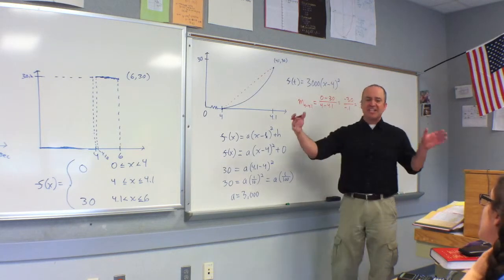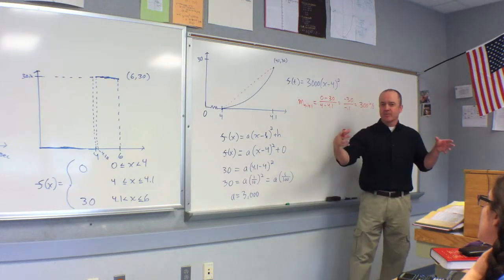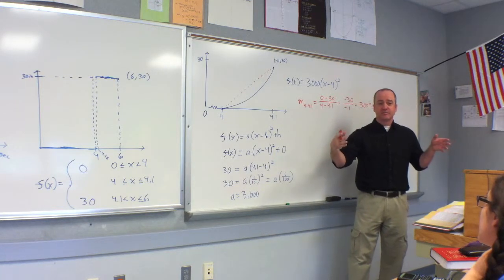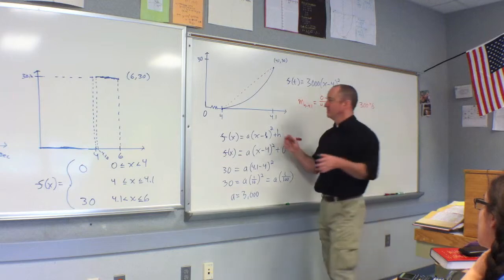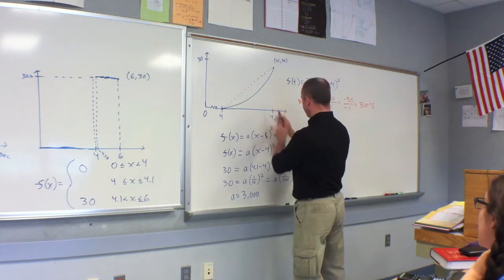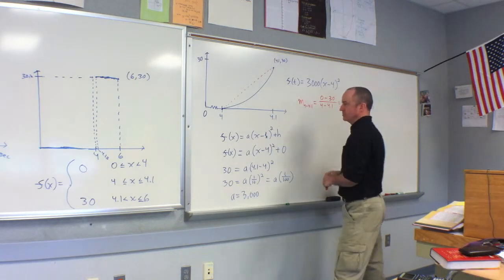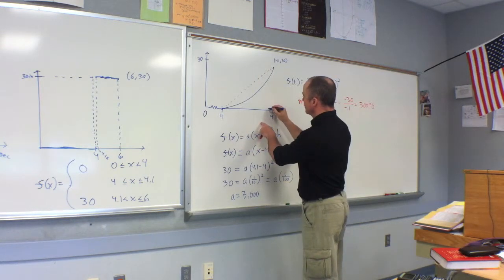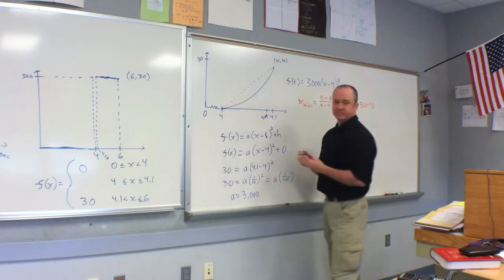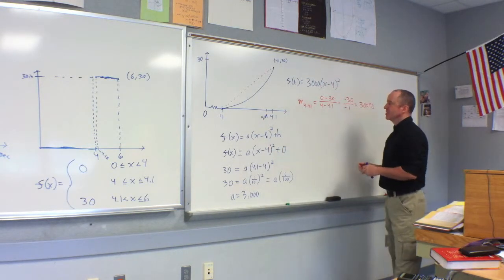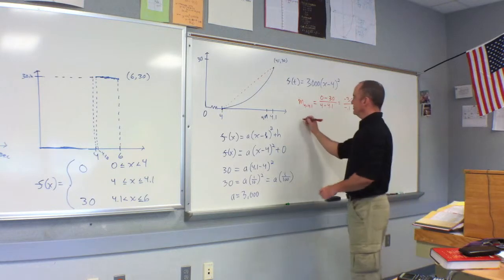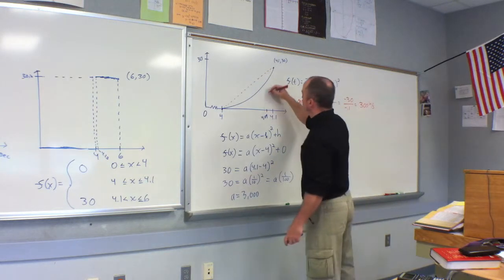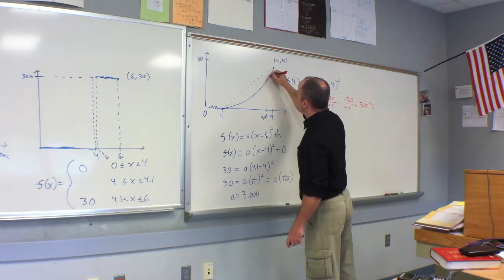If we use the whole 6-second time interval, we get a ridiculously low average. You could get even more exact and go in between 4 and 4.1. Let's keep moving by tenths. Let's go to 4.09. So this is going to be the slope from there to there.